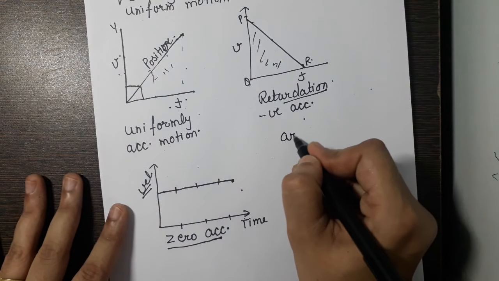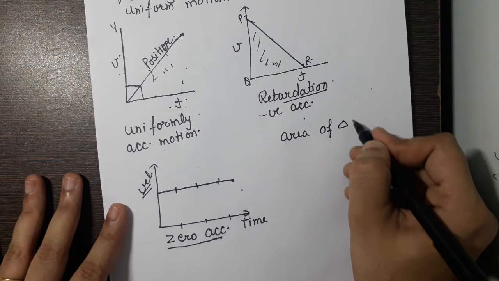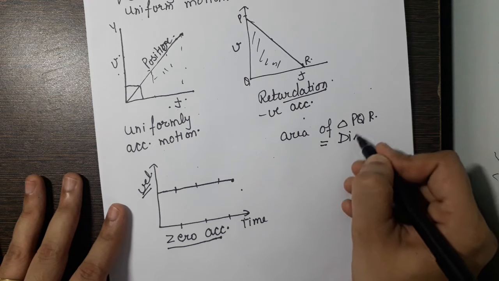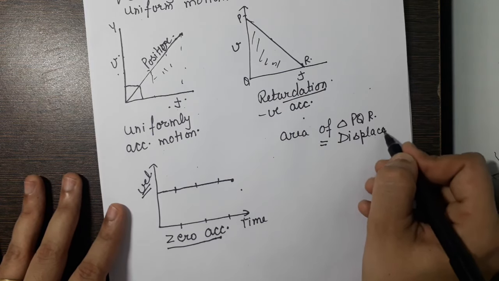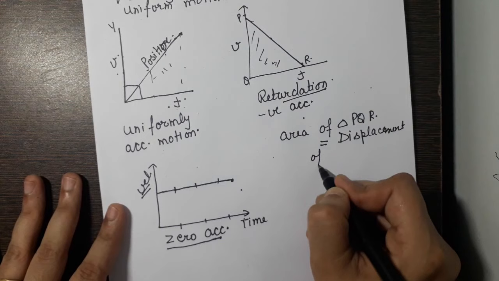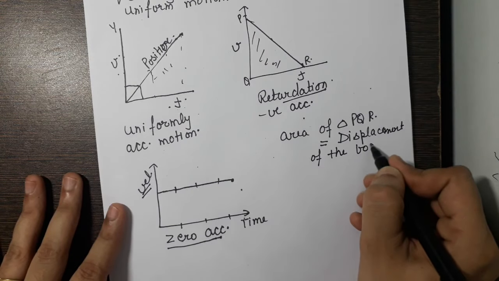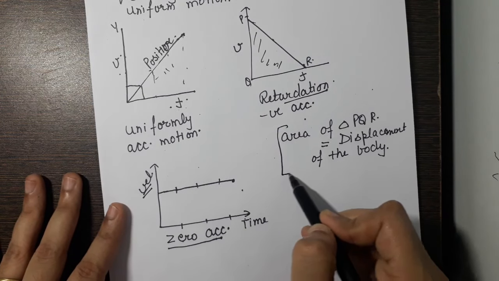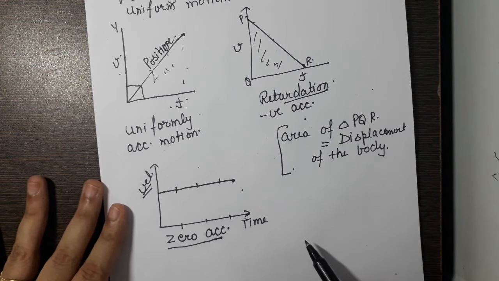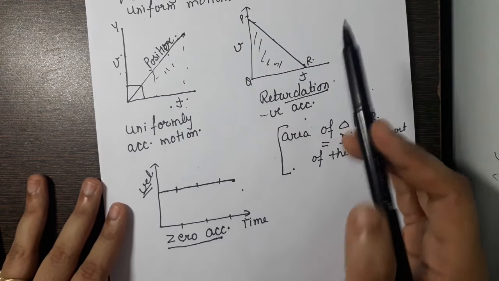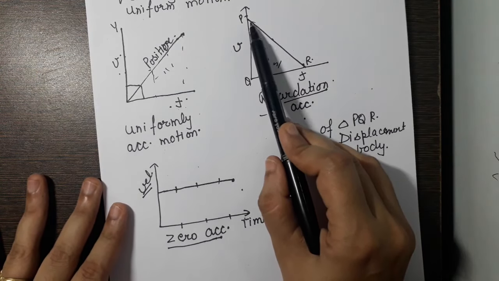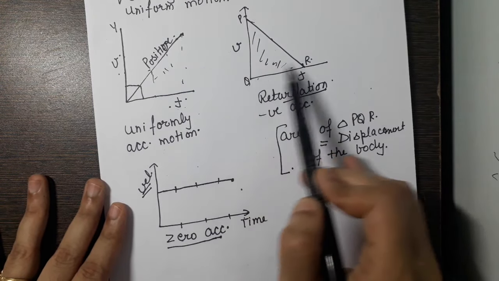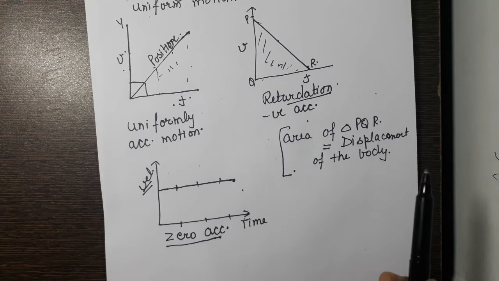So the area of triangle PQR will be equal to the displacement of the body. So for numerical problems, we can learn this formula. If we have to find the displacement of the body from the graph, then firstly we have to calculate the area under the curve, like the area of this triangle PQR. Then we can find the displacement.